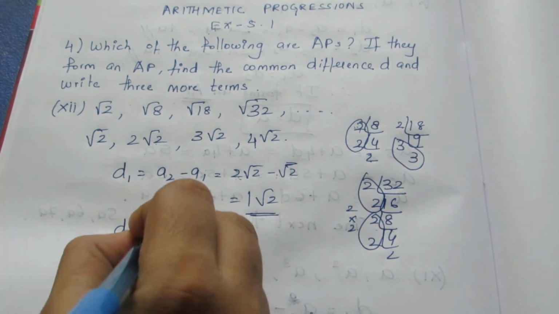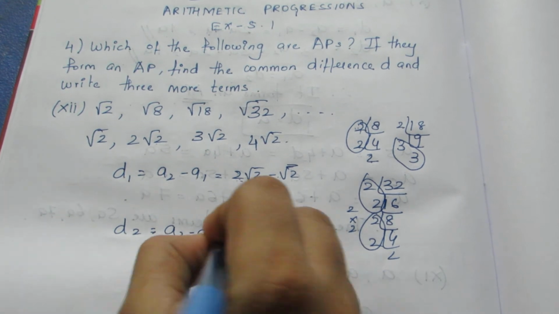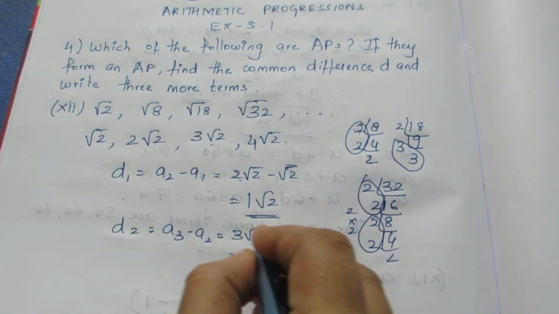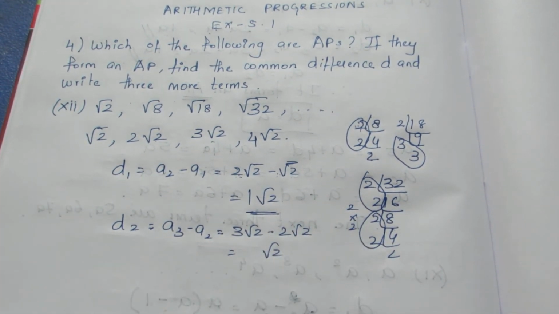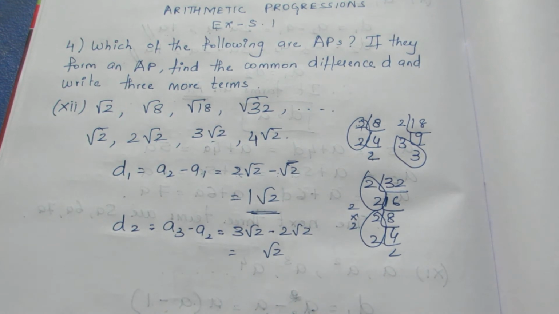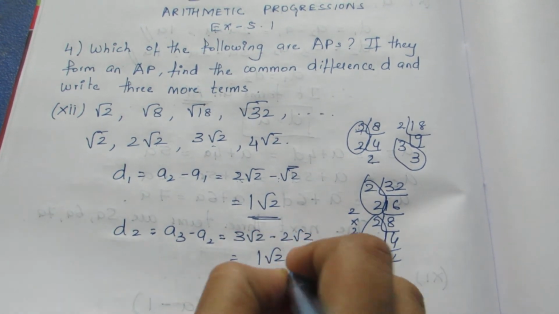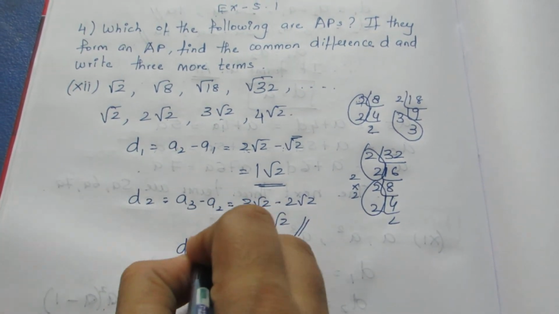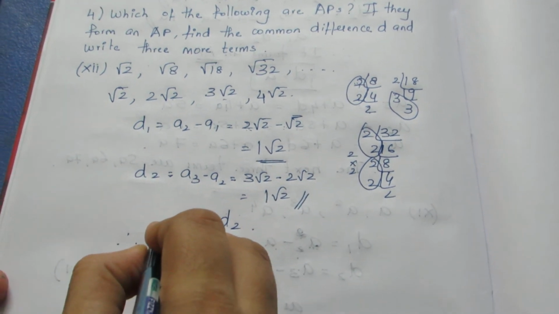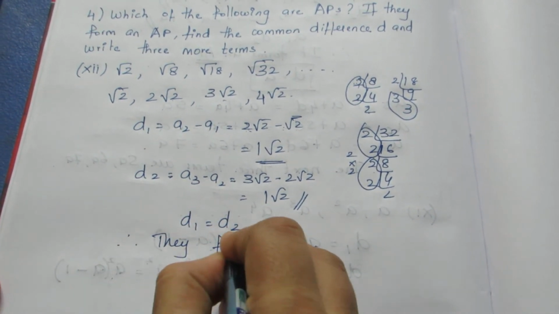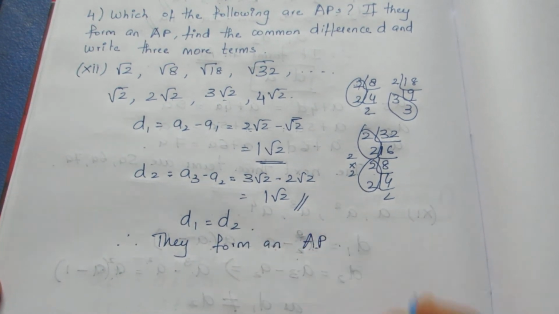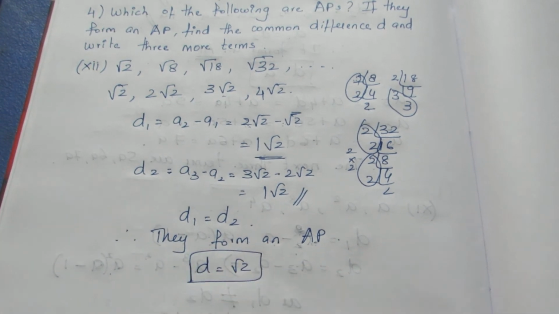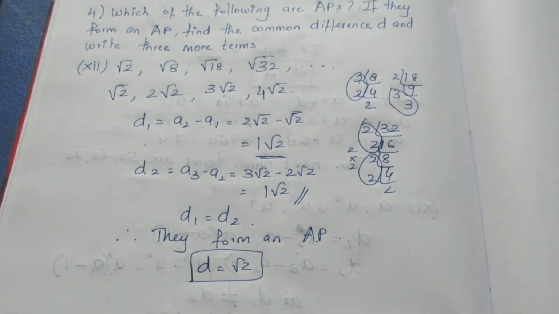We need to find D2. D2 is A3 minus A2, which is 3 root 2 minus 2 root 2. As I said before, just write the root 2 first and solve the coefficients of root 2, which is 3 minus 2, will be 1 root 2. See, the common differences here are the same. So you can write D1 equal to D2. Therefore, they form an AP. We also need to find the D. The D here is root 2. You can write 1 root 2 or root 2, everything is the same.